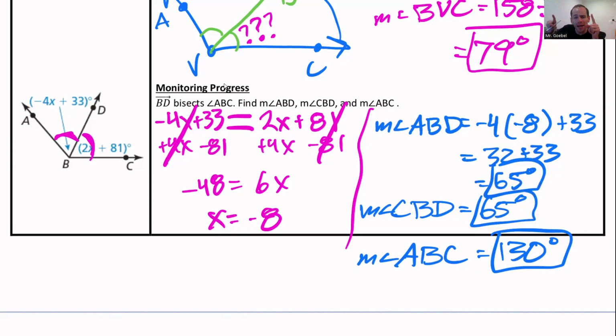Why? Because remember what bisect means, folks. Cut in half. If one of them is 65, the other one's got to be 65 as well. And together, ABC, that's both halves put together, 65, 65 makes 130.